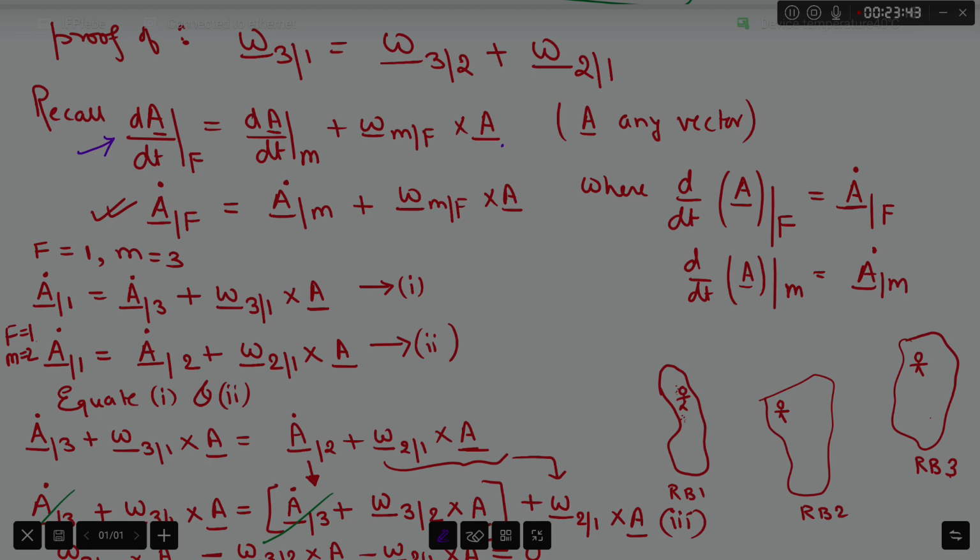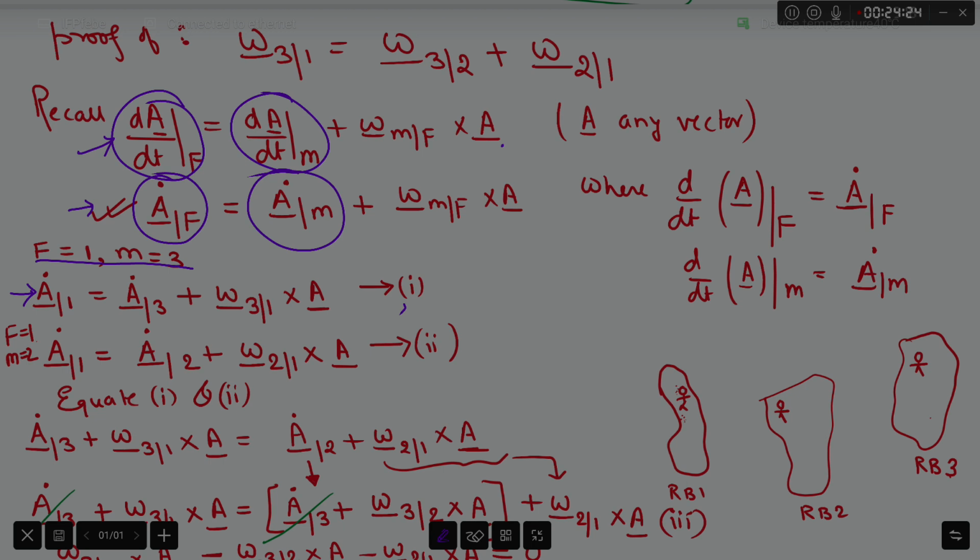Symbolically, following our own notation, we can write this expression simply as A dot f and we can write this as A dot m. Just to save some space on the slide and to save some time, you can use this alternative notation as well. Now, starting with this expression, I am first going to put f as 1 and m as 3. That gives me this equation. I call this equation 1.